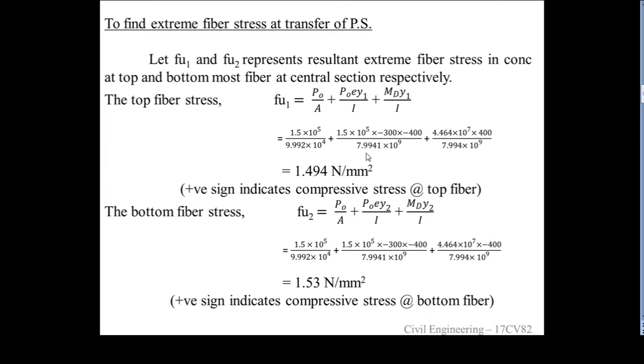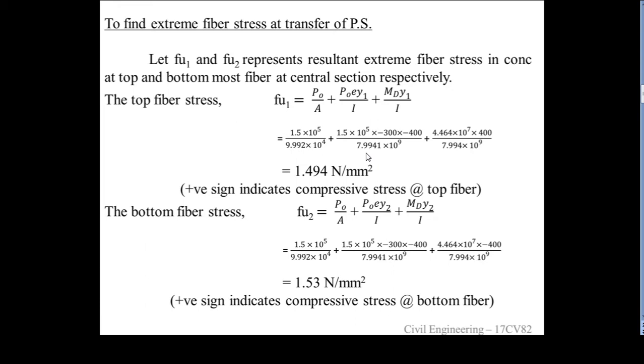Then I is equal to 7.9941 into 10 raised to 9, plus 4.464 into 10 raised to 7, that is the MD value, into Y1 which is 400, divided by 7.994 into 10 raised to 9, that is the I value. Here we substitute these values and solve this equation. We are getting Fu1 equal to 1.494 Newton per mm square. The positive sign indicates the compressive stress at the top fiber.